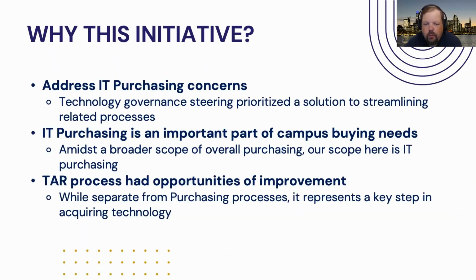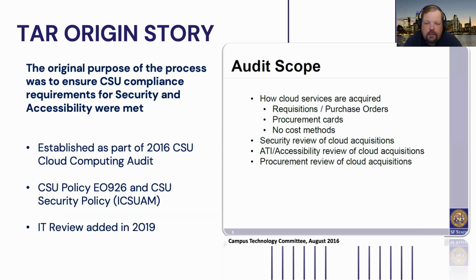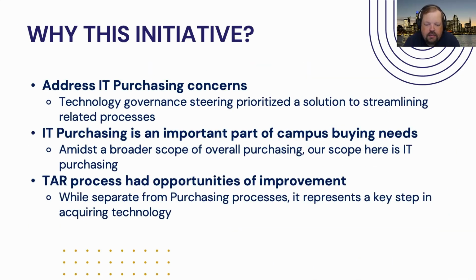So the real question is, why are we doing this initiative? The first part of this is just a few years ago, we really had a lot of concerns about how the TAR process was working. It was not a great customer service experience, and it was difficult for some people to get IT purchasing done on campus. So we wanted to work together really closely to see if we could improve the user experience, optimize some of the things that we were doing, as well as improve in other areas. And so we did focus groups and we got a lot of feedback, and we just found some opportunities for improvement that you'll see today.